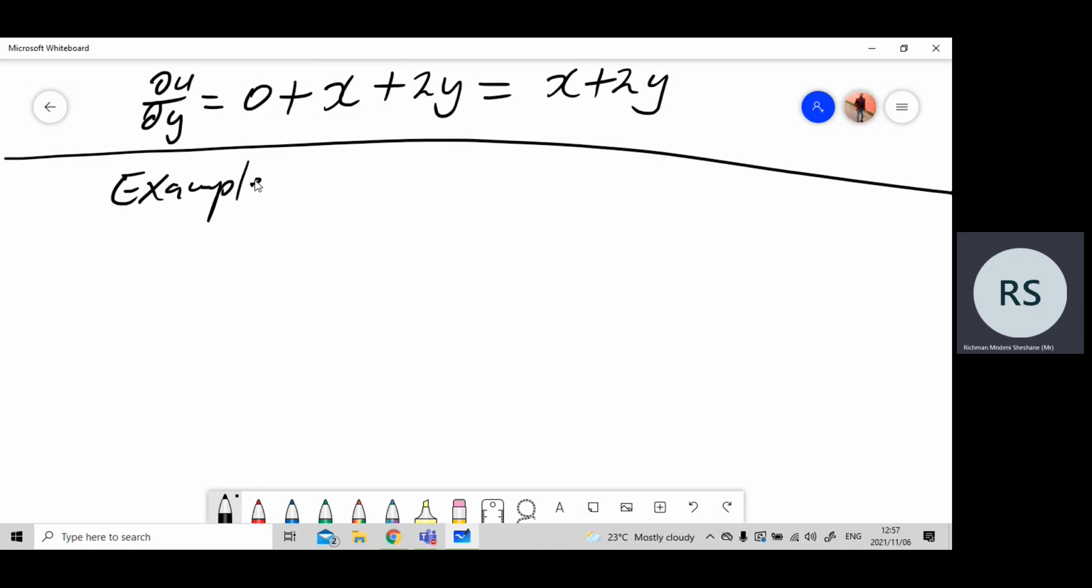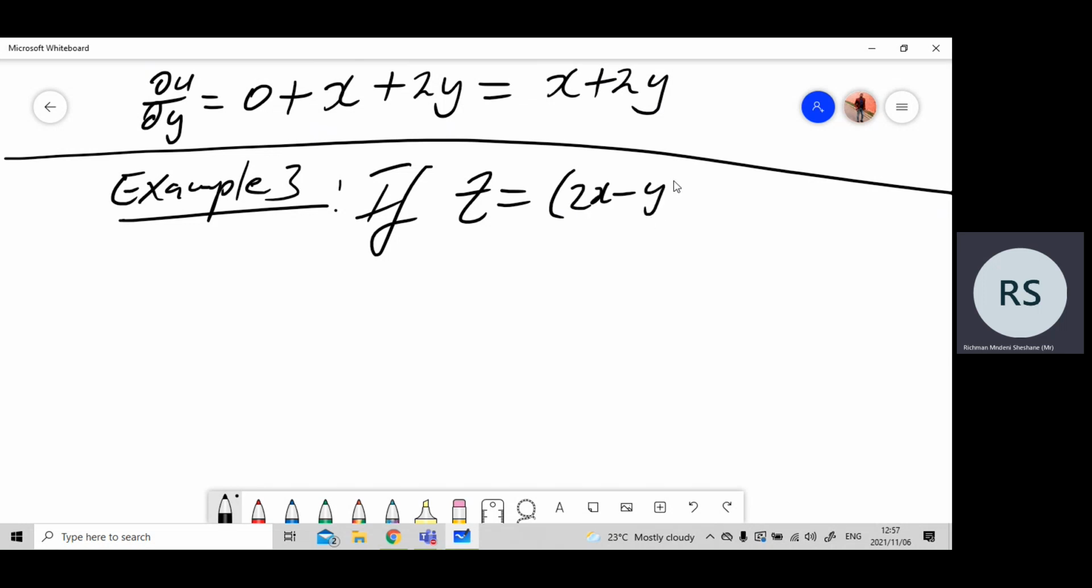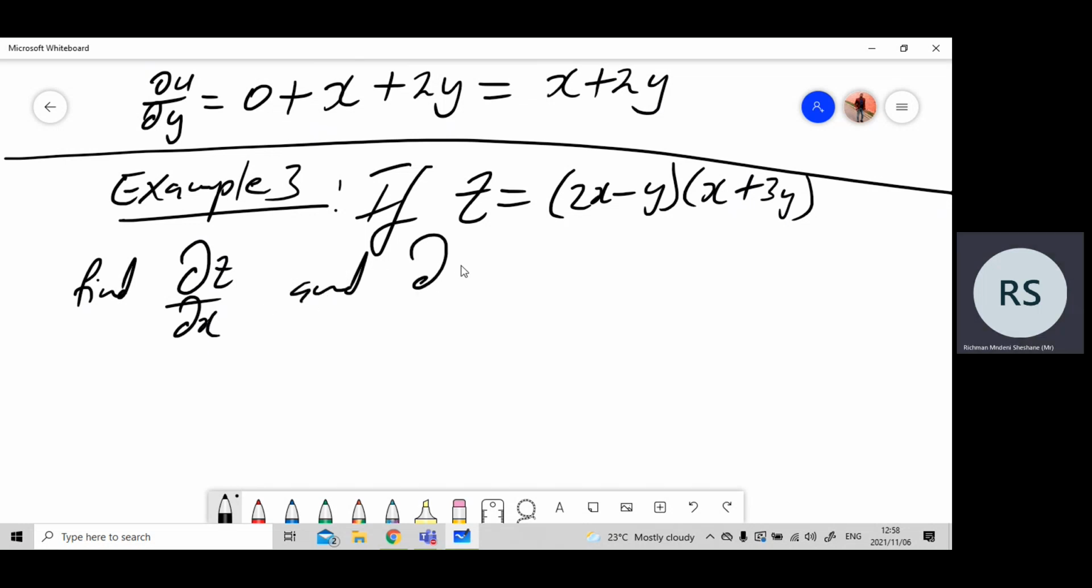Example 3. If z is equal to 2x minus y times x plus 3y, you see z is a function of two variables. You want to find a partial derivative of z with respect to x and a partial derivative of z with respect to y. Okay, this is the question.